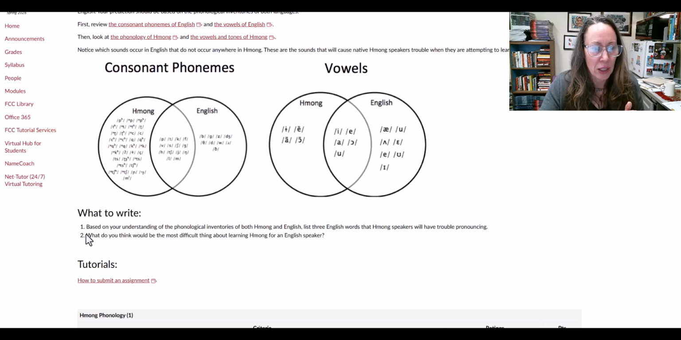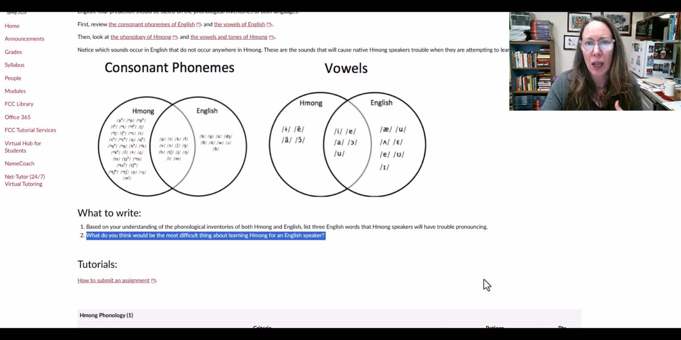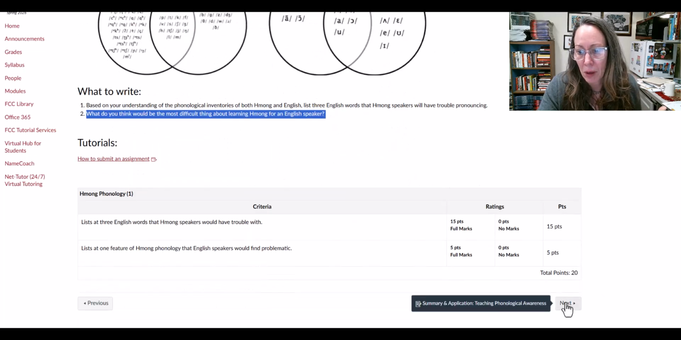And then this is kind of your opinion. There are a couple of different possible answers for this. What do you think is going to be the most difficult thing about learning Hmong for an English speaker? You're an English speaker, and with all the background that you have about Hmong now, reviewing all that information, what seems like the most difficult thing?